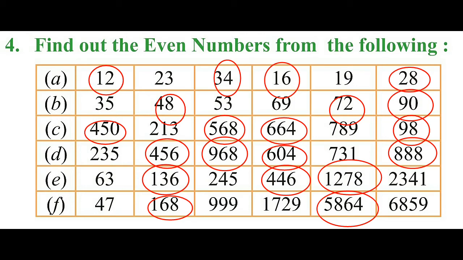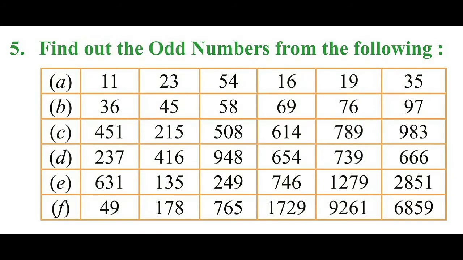Now let's try C part. 450 is an even number. 568, 664 and 98, right? Now from D, 456, 968, 604 and 888. E part 136, 446, 1278, right? Now F part 168, 5864. So these are even numbers.